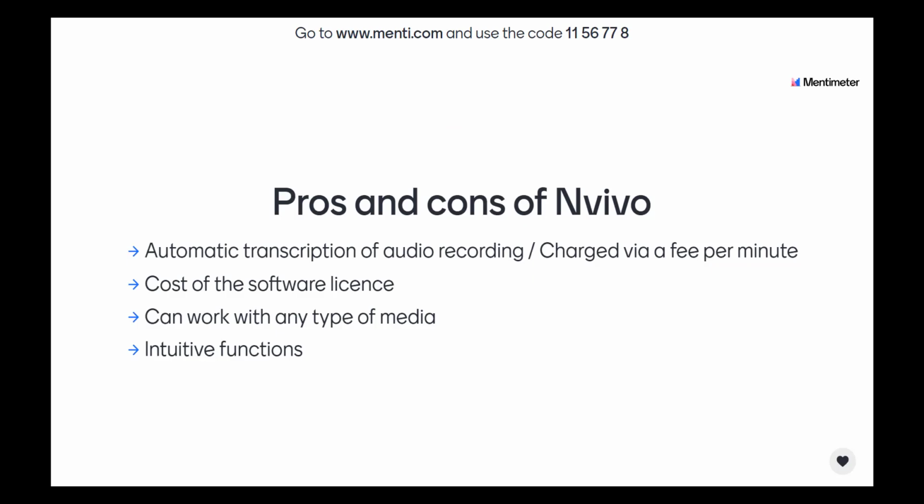To conclude, there are pros and cons to using NVivo. The license fee for the use of the software is costly, even if it was one of the cheapest out of the main three companies. NVivo also offers a service to get interview recordings transcribed, but it has a cost per minute of recording which can be quite expensive. The possibility to work with any type of media is also advantageous, but any of the other three main software offers it.